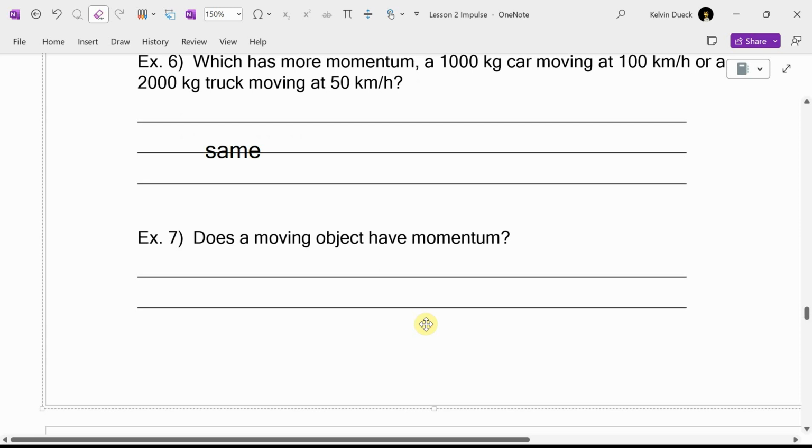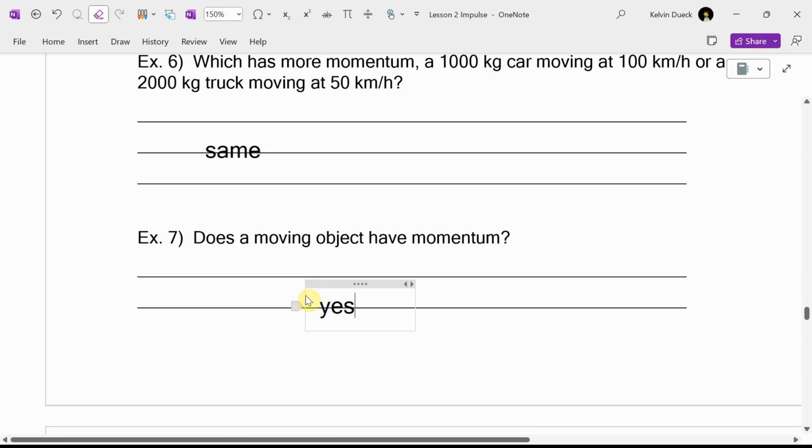Does a moving object have momentum? What was our equation for momentum? You found it earlier. Does a moving object have mass? Does a moving object have velocity? So does a moving object have momentum? Yes, I agree. Follow-up question. Turn the page.